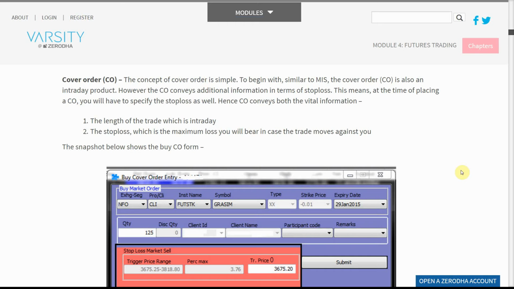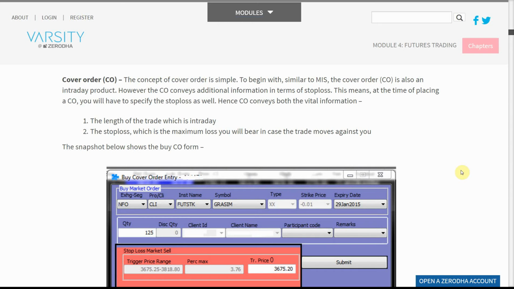The snapshot below shows the buy CO form. The area highlighted in black is where one is required to specify the stop loss. Of course, I will not get into the logistics bit, explaining how to place a CO from the trading terminal, as we have already done that through an article in Z Connect. The point that I want you to be aware of is this: by placing a CO, you are not only conveying that your trade is intraday, but also conveying the maximum loss you are willing to bear. Hence, by virtue of this, the margins should drop considerably, even lower than MIS.